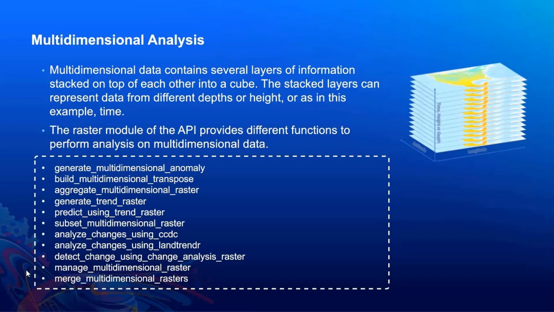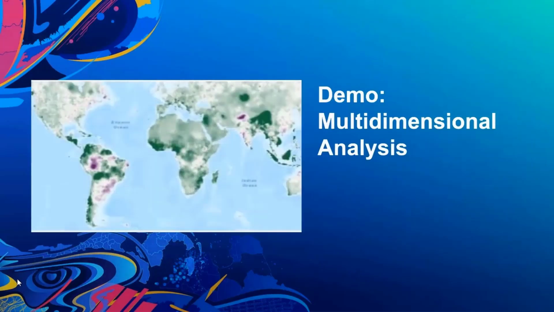These methods allow you to manage your multidimensional image services, aggregate your data over time, identify anomalies, explore trends, and detect changes. Shown here are the multidimensional analysis methods that are available in the API. You can also use the temporal profile method to visualize and analyze your multidimensional dataset. Now, let us see a demo that shows multidimensional analysis using Raster module of ArcGIS API for Python.